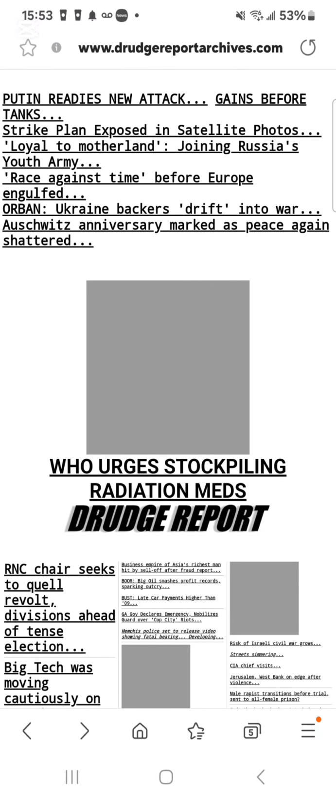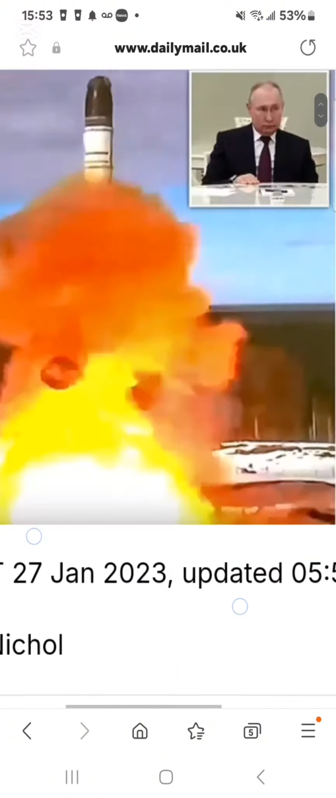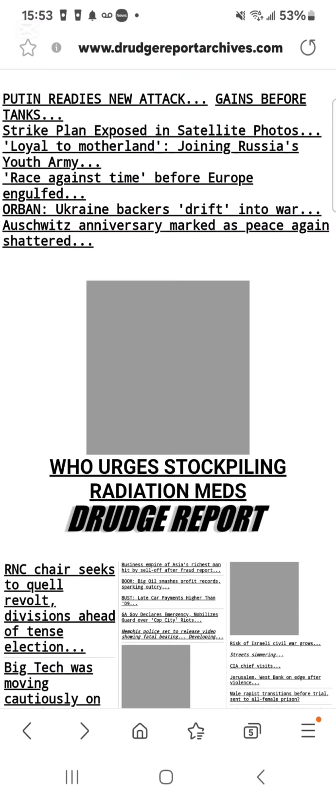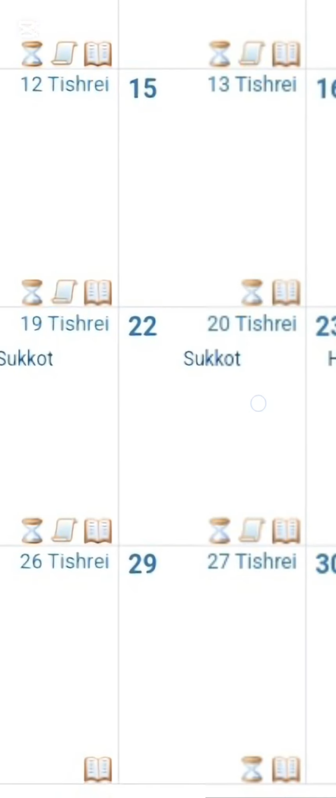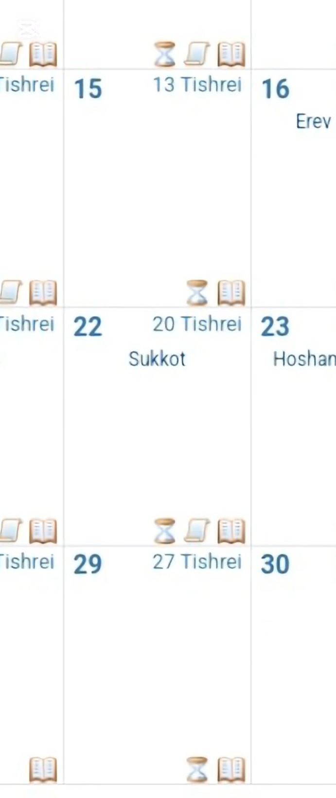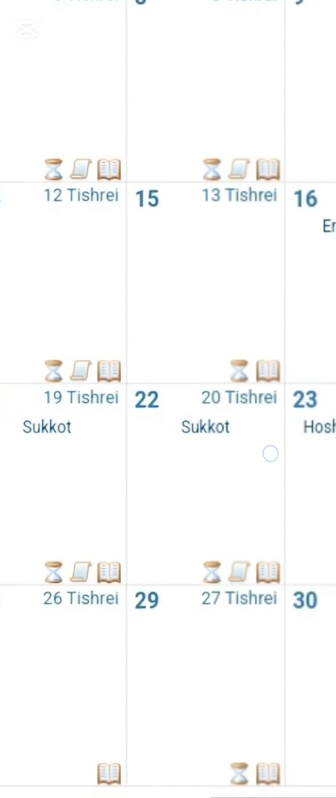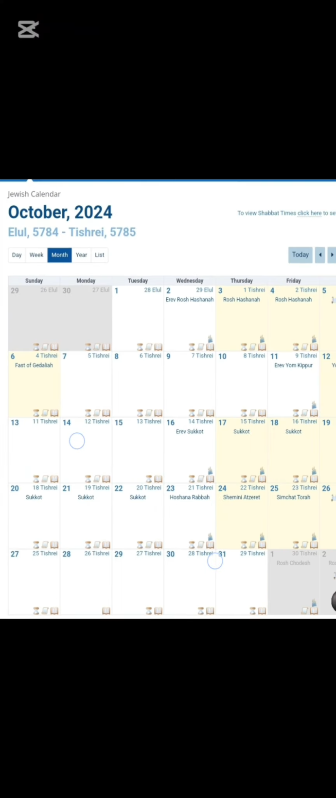Who urges stockpiling radiation meds? Okay, when did that article come out? When was that headline on Drudge? On January 27th, 127. Okay, 127. Check this out. What is the date on October 29th? 127. And what day is connected to October 29th? Obviously, November 2nd. Come on. Even that article is connected to the 27 Club and 29, 127. You can't even make that stuff up.